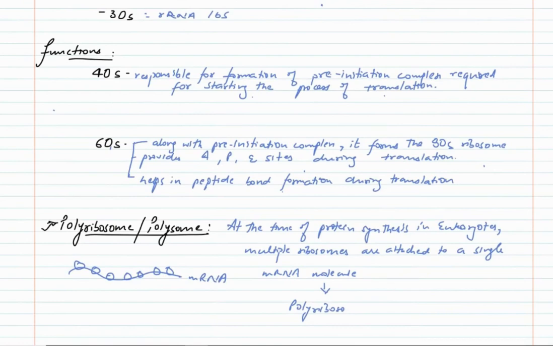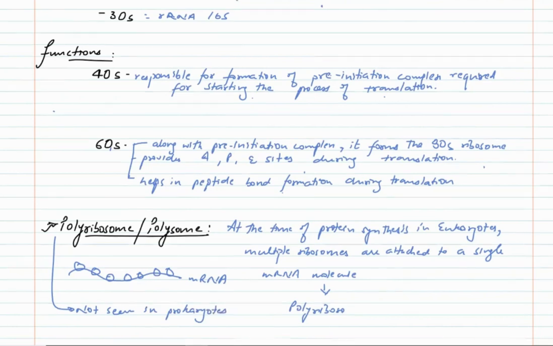Now there is an entity known as polyribosome or a polysome. So at the time of protein synthesis in eukaryotes, multiple ribosomes get attached to a single mRNA molecule. Such an assembly is known as polyribosome. This polyribosome is not seen in prokaryotes.